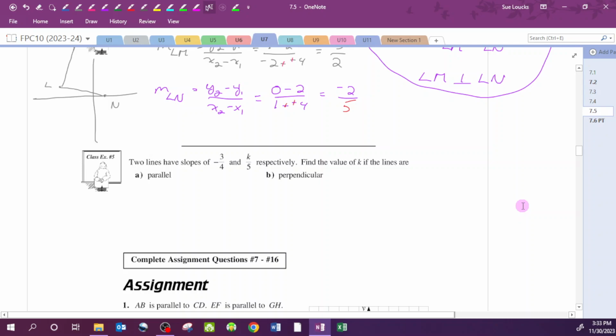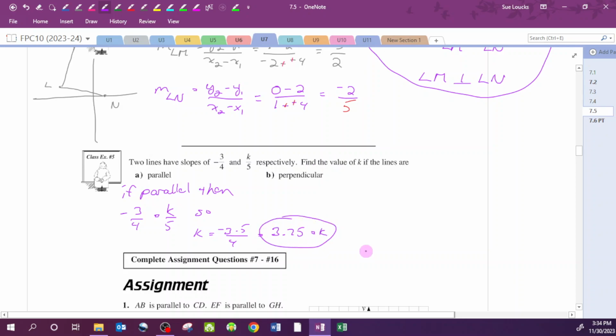Okay, now some thinking. Two lines have slopes of -3 over 4 and k over 5 respectively. Figure out what k needs to be if the lines are parallel. Well, if parallel, then my slopes are equal. So -3 over 4 equals k over 5. So k equals, cross multiply and divide, that is your friend, negative 3 times 5 divided by 4, so k equals -3.75. Okay, now k equals. I should write it like that so I can circle my answer.